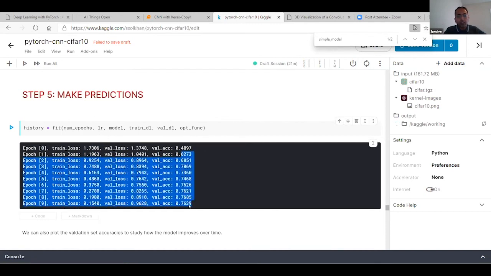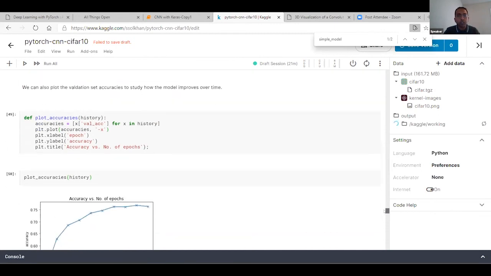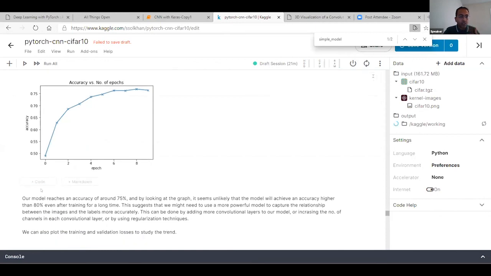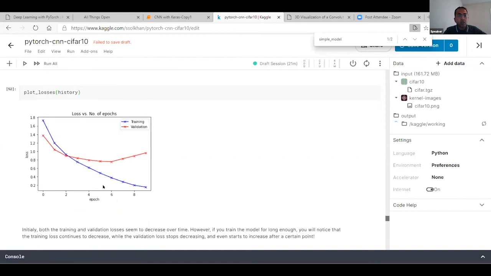You can see here that at around 9 or 10 epochs, it is already at a max of 76%. That is all we can achieve with this neural network. I left it at that just to show that you need to play around with it. I drew the graph of it: it starts from a very low 10%, goes to around 75% and plateaus there. And here is the training and the validation loss.